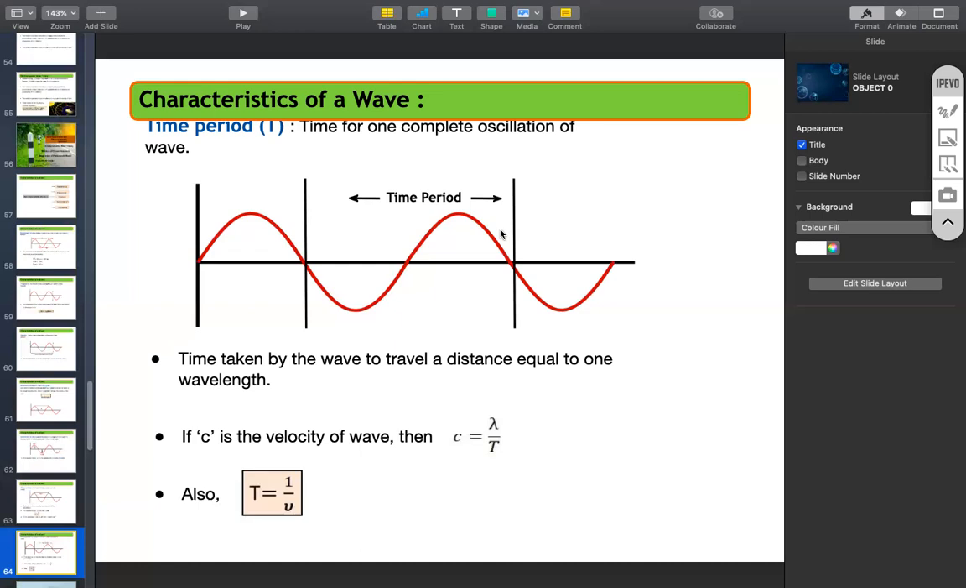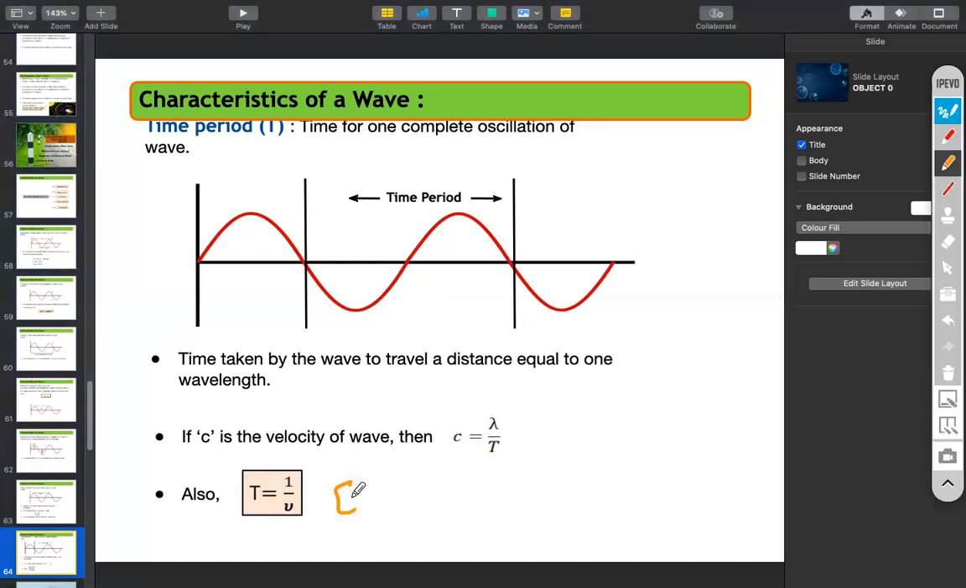If c is the velocity of wave, let's say. Most of the time we are going to discuss electromagnetic radiations. Electromagnetic radiations means light. So most of the time, the speed of electromagnetic radiation will be what? Speed of light only. Electromagnetic radiation speed is nothing but the speed of light.